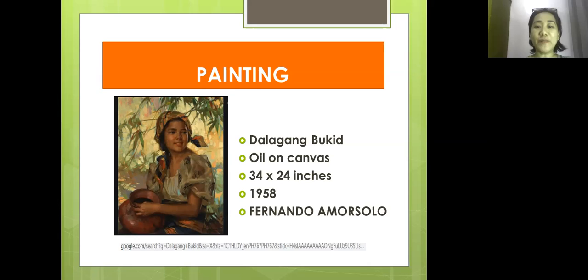We have here a sample work of Fernando Amorsolo, the Dalagang Bukid, oil on canvas, 34 by 24 inches, created in 1958. Look carefully at the colors found in the painting, and it is very smooth. The texture is very smooth. Why? Because the colors are not far from each other.